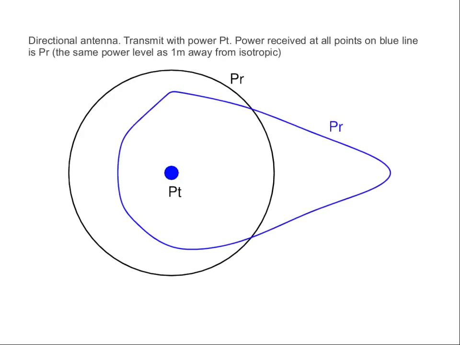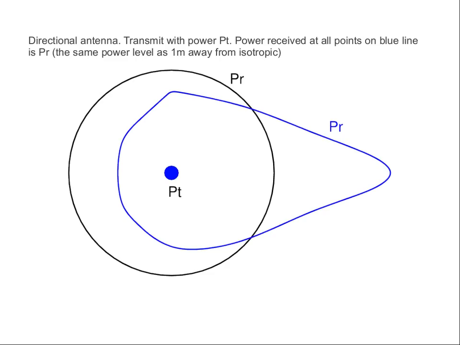With isotropic, we get the circle. With my directional antenna, we notice that the power is concentrated in one direction. And in fact, in the opposite direction, this way, it's in fact weaker. So let's analyse that a bit more. So we're saying that, say, at this point, the received power would be 1 watt. The same as if we used an isotropic antenna and measured at this point.